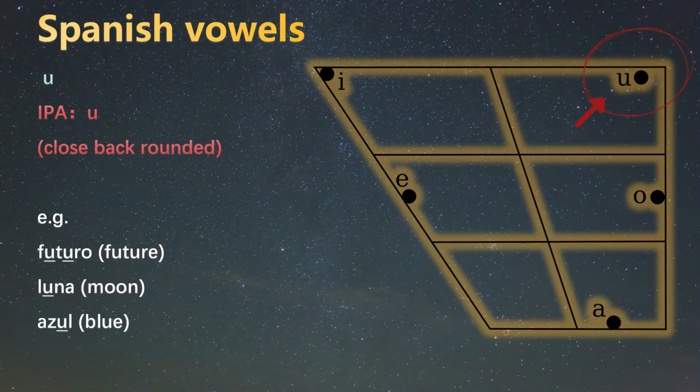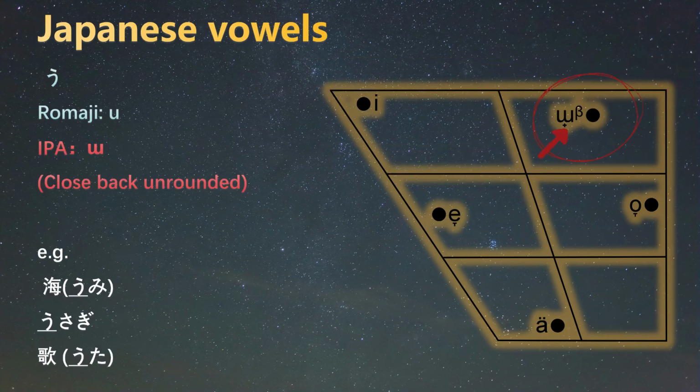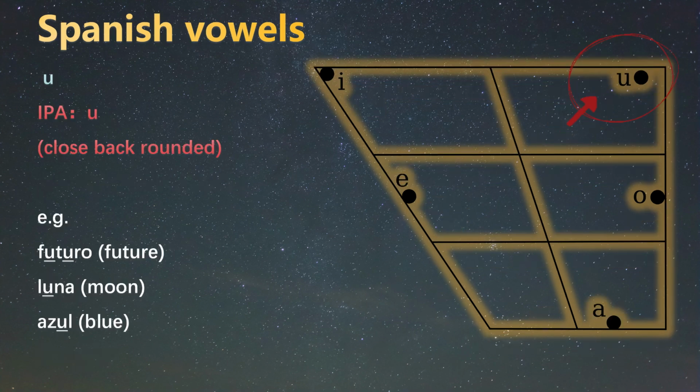Finally, we have the vowel u, which differs slightly between Japanese and Spanish. In Japanese, it is pronounced as an unrounded vowel, represented by the IPA symbol ɯ. In contrast, in Spanish, it's a rounded vowel and slightly more close and backward, represented by the IPA symbol u. Now, let's listen to how their pronunciations differ.